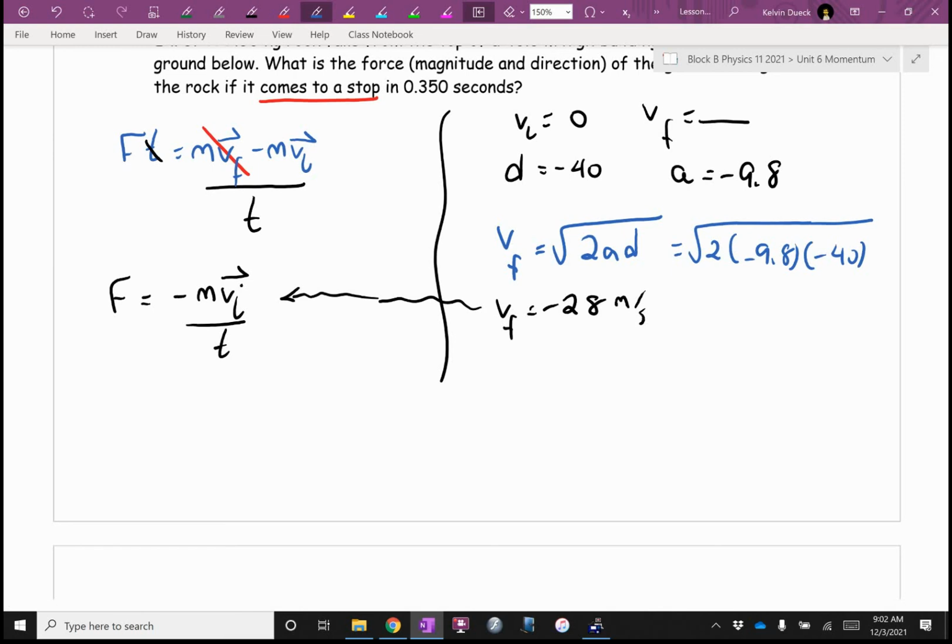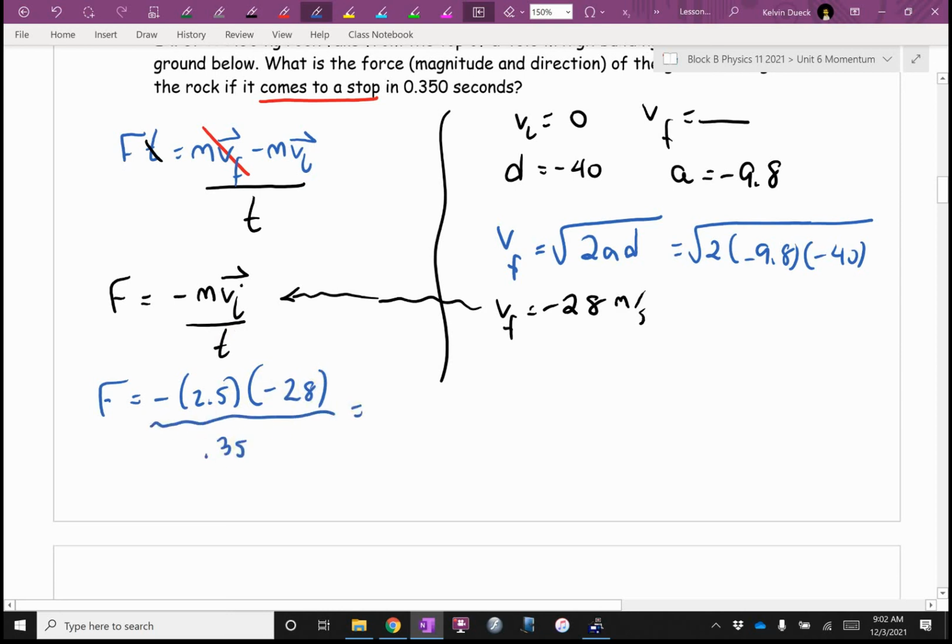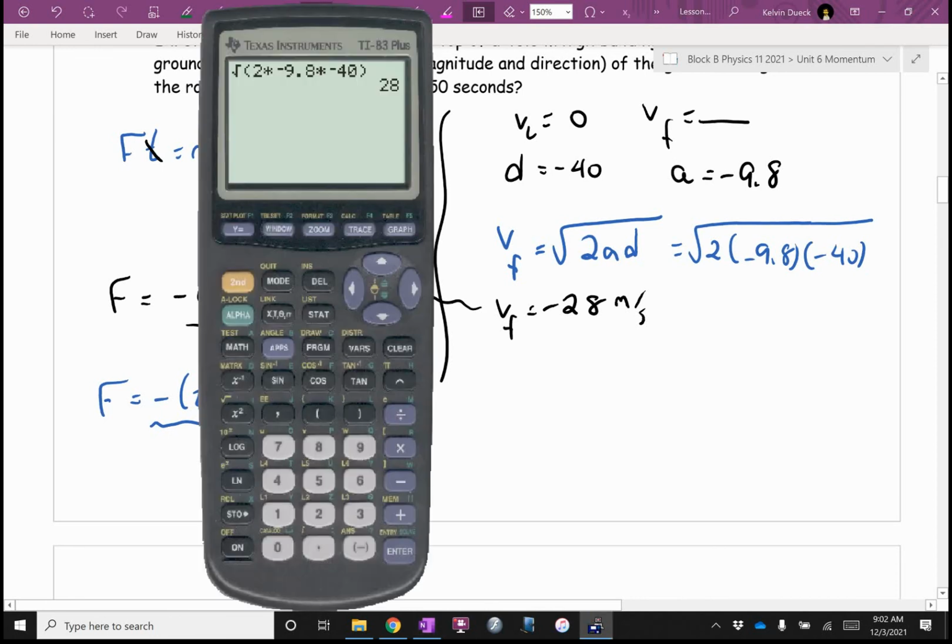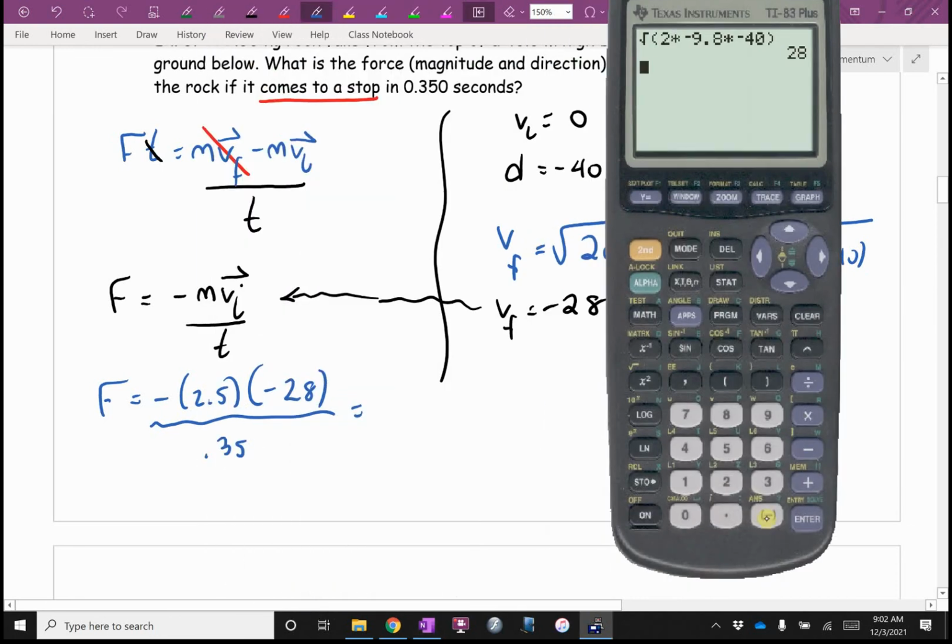Okay. It's going to be negative, what was m? I've scrolled down, Nicole. What was m? 2.5. v i, negative 28. And 0.35 seconds. Ooh, this might actually work out even, or nice at least. Negative 2.5 times negative 28 divided by 0.35. Ah. Do you get 200 even? Direction. How do I know?